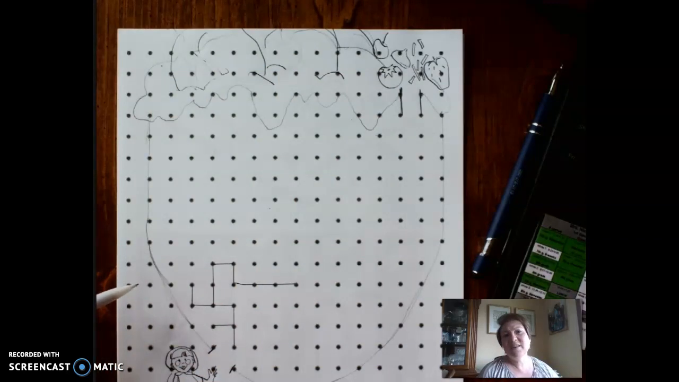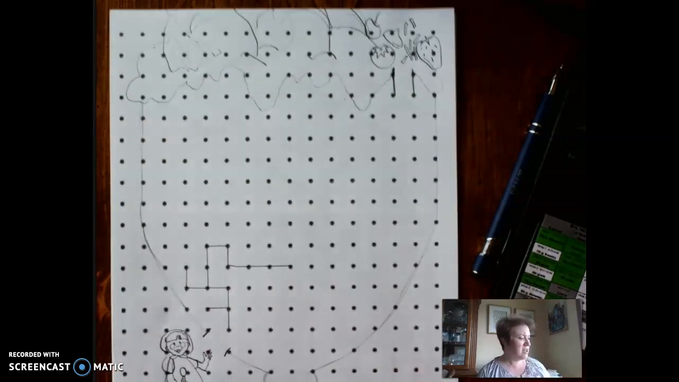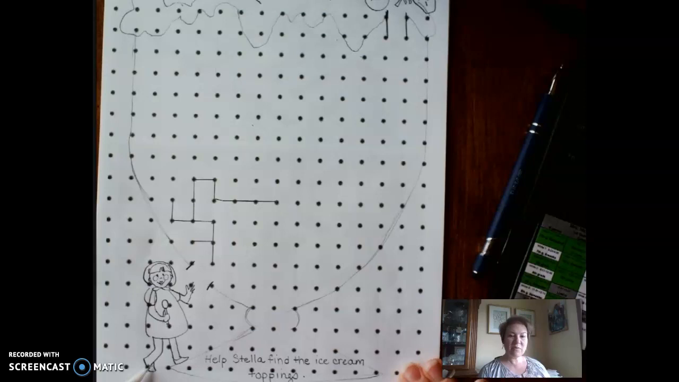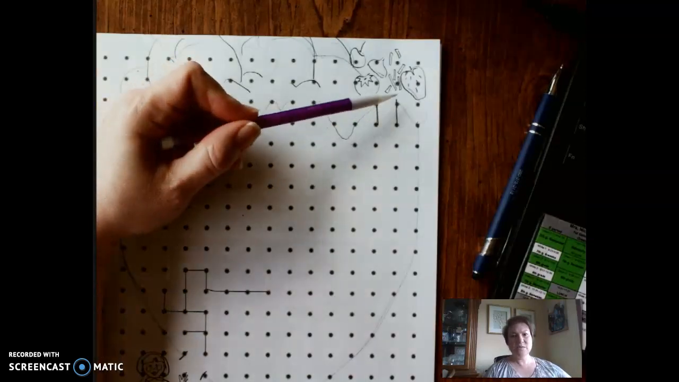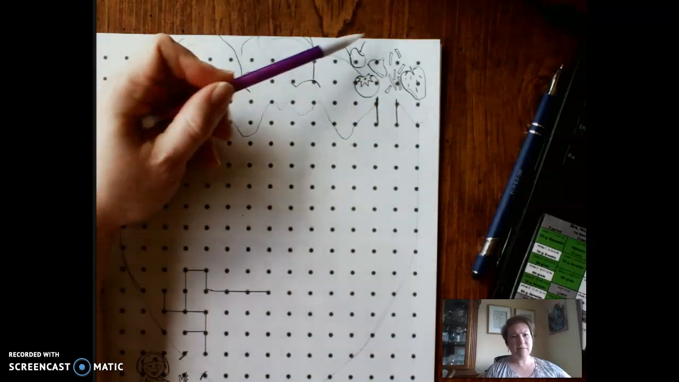Then they have some kind of a story, like help the baby turtle find its mama, or help the dog find its bones. Here I have help Stella. Stella is this little girl, and she's holding a spoon. Help her find the ice cream toppings. Here's her entryway to get into the maze, and then the exit up here is going to lead me to her ice cream toppings.